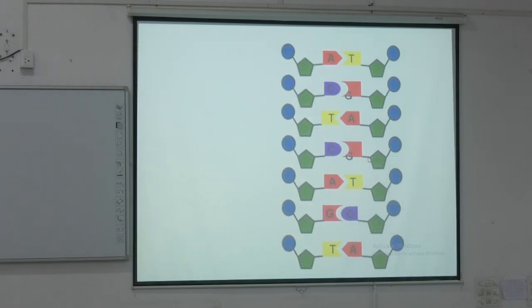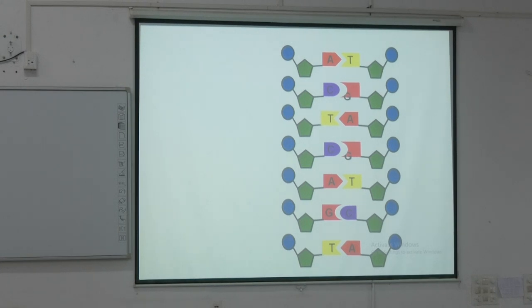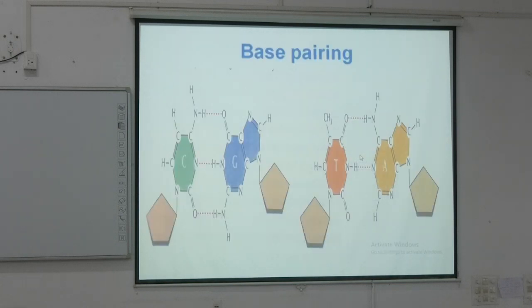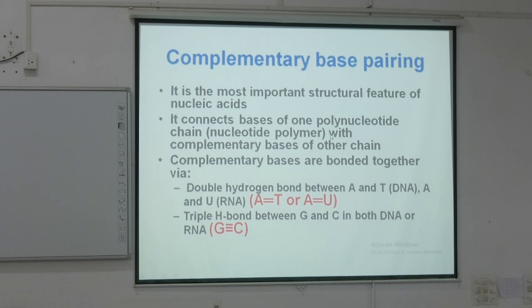So A binds with T and C binds with G. Base pairing rule. Cytosine and guanine will have a triple hydrogen bond. Between A and T there will be a double hydrogen bond. It is the most important structural feature of the nucleic acid. It connects the base of one polynucleotide chain with the complementary base of the other chain. So A always binds with T and G always binds with C.